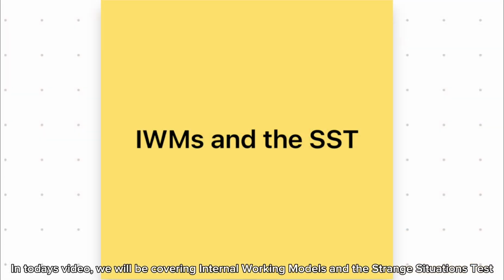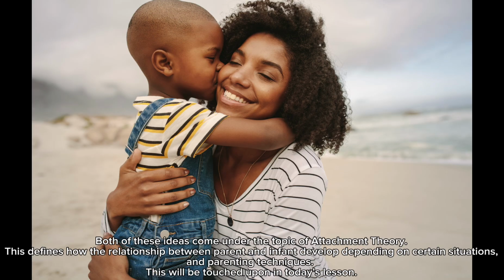In today's video, we'll be covering internal working models and the strange situations test. Both of these ideas come under the topic of attachment theory. This defines how the relationship between parent and infant develop depending on certain situations and parenting techniques. This will be touched upon in today's lesson.